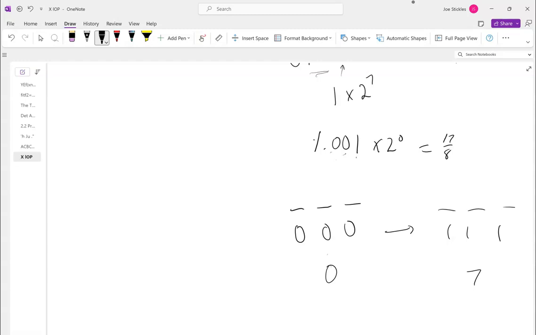Okay, so remember, each of these places is a power of 2. So this is 2 to the second. This is 2 to the first. This is 2 to the 0. 4 plus 2 plus 1 is 7. Okay. Sorry. I'm glad you asked. Yes.